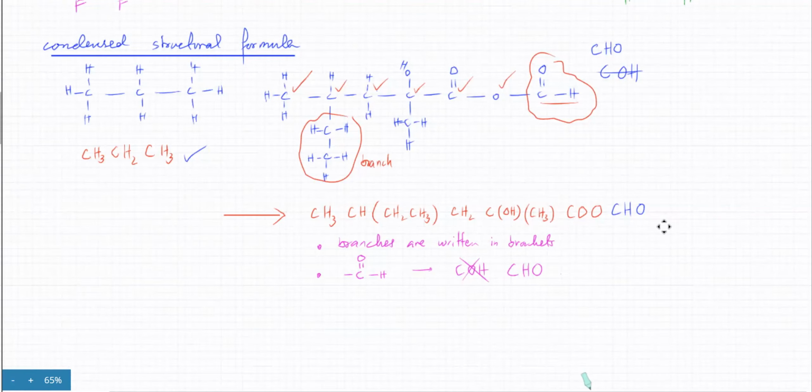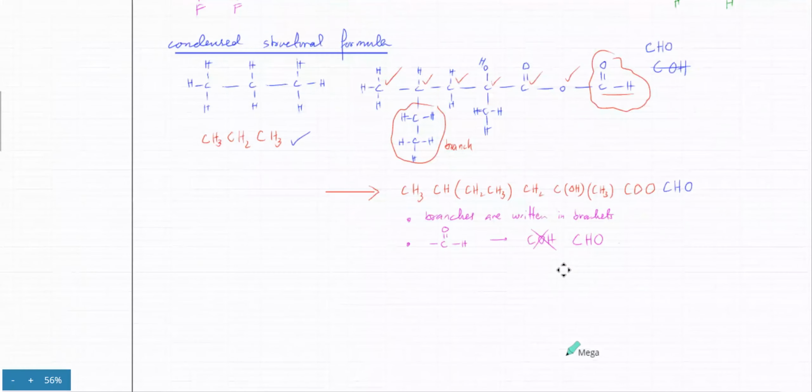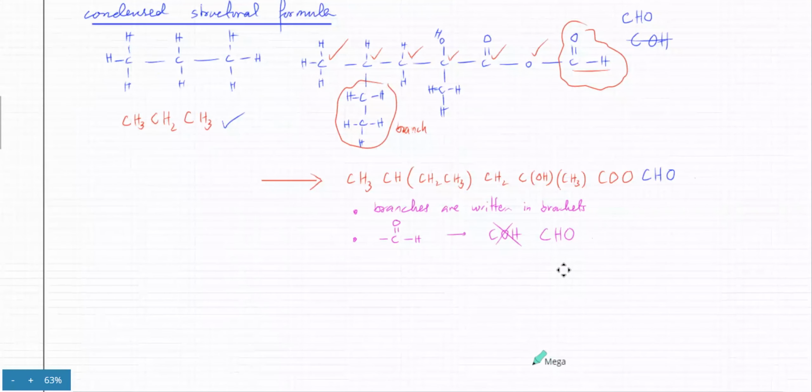And I talked about one thing, which was that when you're writing structural formulas, this thing would be represented as CHO. That's one thing that you have to remember. You have to differentiate this. Never write it as OH because OH looks like an alcohol. If you remember alcohols from O levels, always write it as CHO. So this was the condensed version, and we're going to practice this a little bit more.